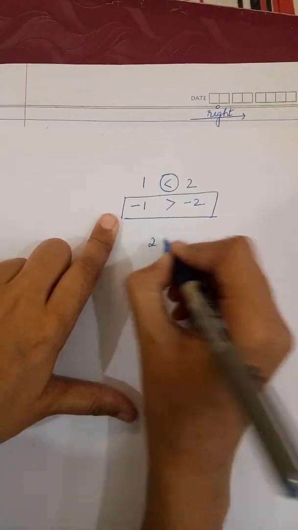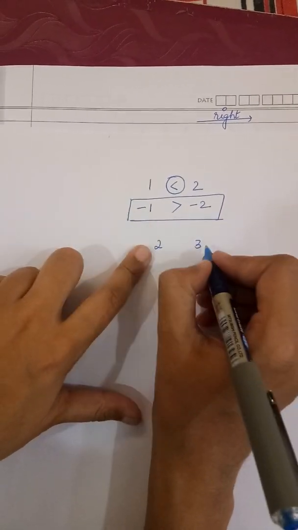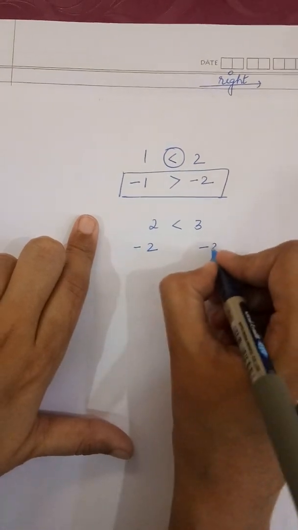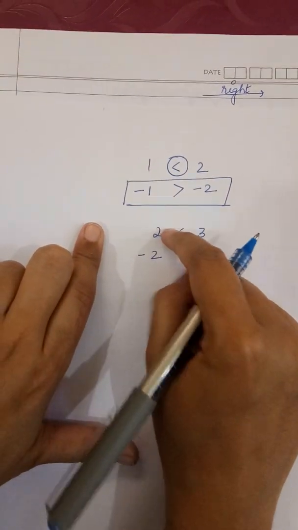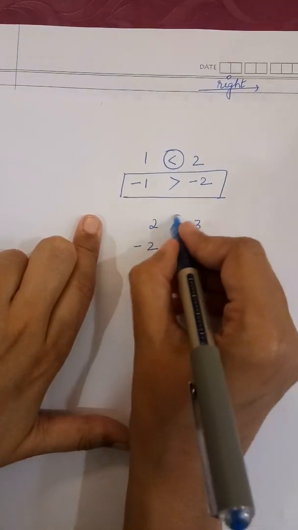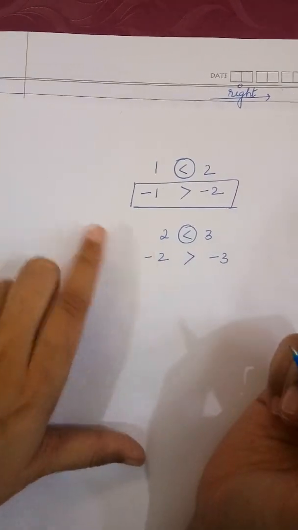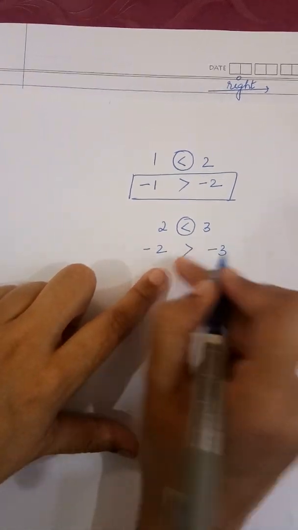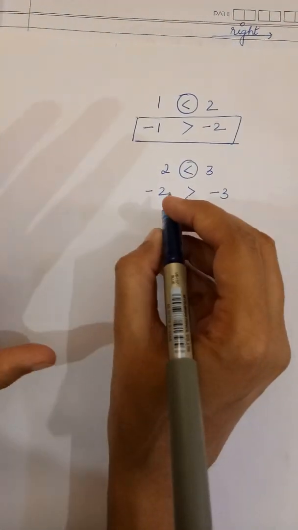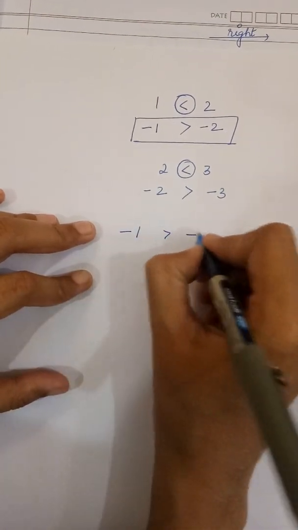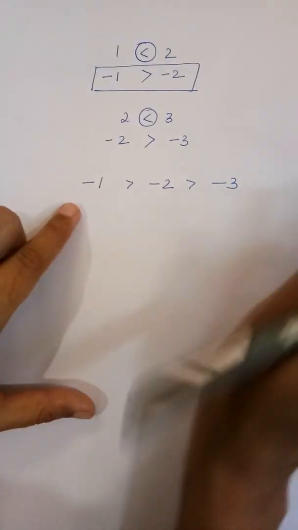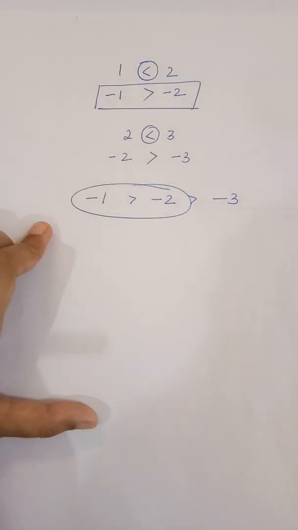Similarly, if I am going to talk about 2 and 3, which is greater? 3. So I am going to write 2 is less than 3. But the moment I changed their signs, from positive it became negative, from positive it became negative, then this sign is going to change its direction, and here minus 2 is going to be greater than minus 3. So likewise, it states minus 1 is greater than minus 2, minus 2 is greater than minus 3.